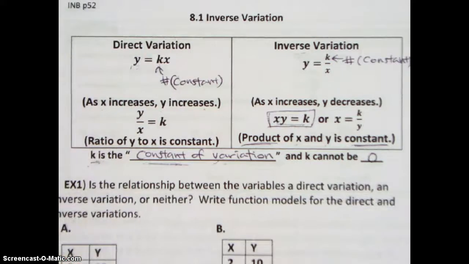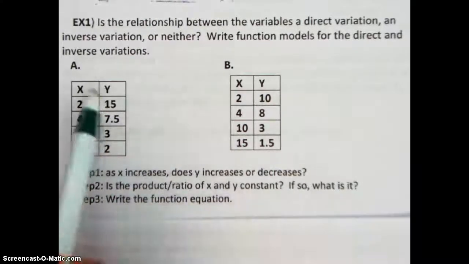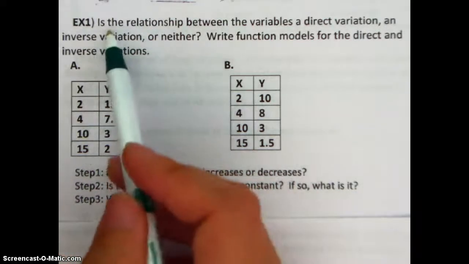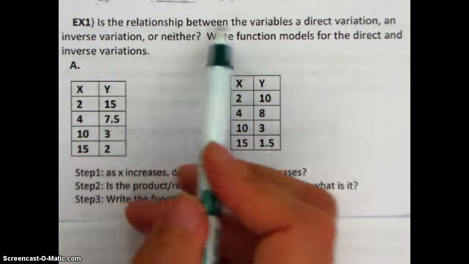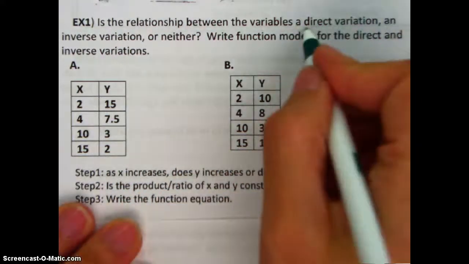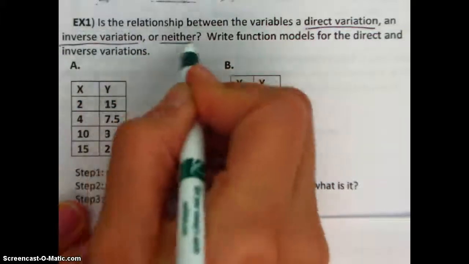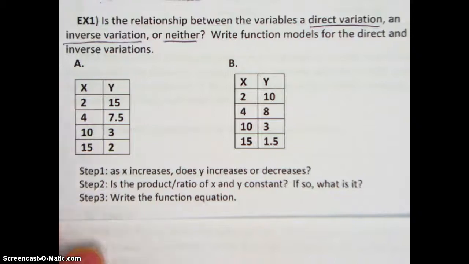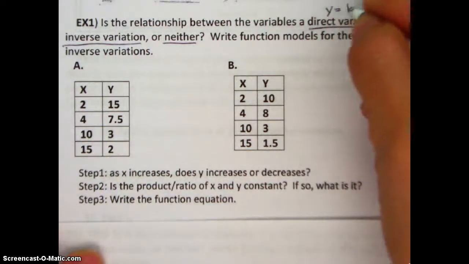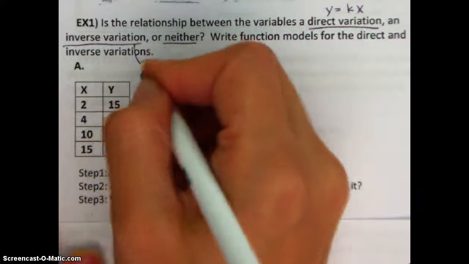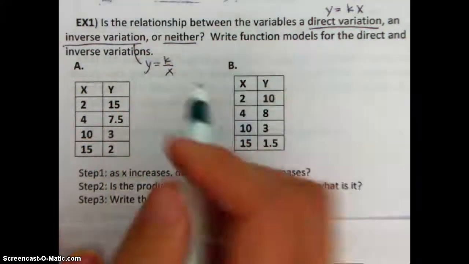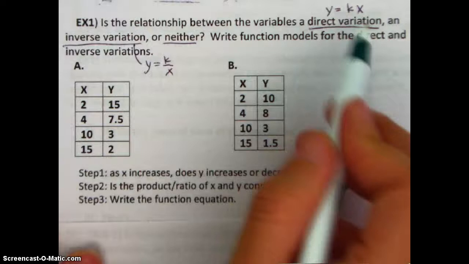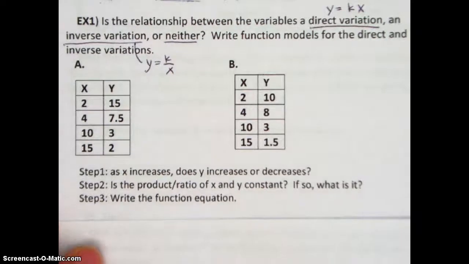So let's go through this example problem. They give you two tables, A and B. The direction is: is the relationship between the variables a direct variation, an inverse variation, or neither? So it can be any one of three situations. If it is a direct variation, we'll have y equals k times x. If it is an inverse variation, we'll have y equals k over x. If it's neither, it will be something else. Write the function models for the direct and inverse variation.